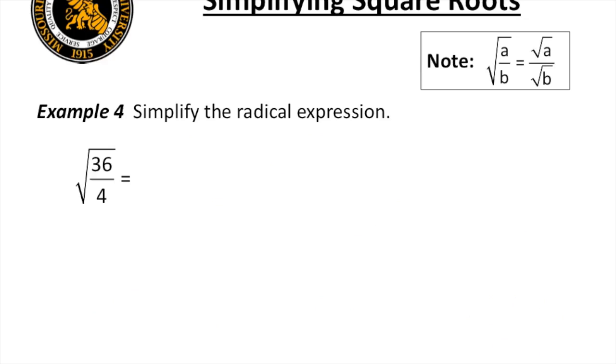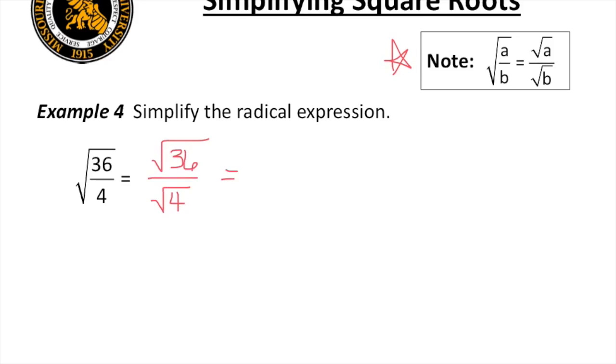In example 4, we're asked to simplify a fraction underneath a square root. So remember that if we're taking the square root of a fraction, we can apply the square root to the numerator and to the denominator separately. So in example 4, when we're taking the square root of 36 fourths, we can rewrite that as the square root of 36 over the square root of 4.